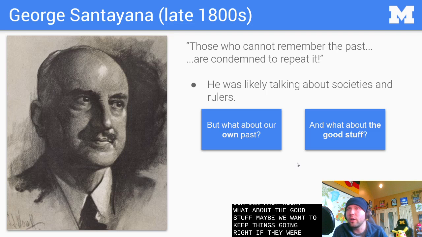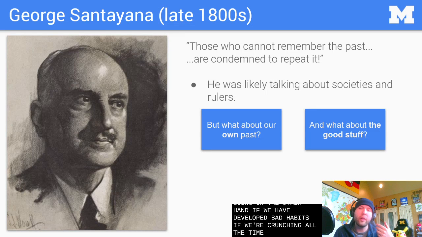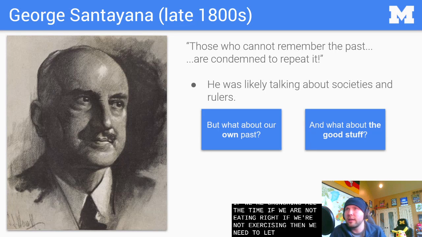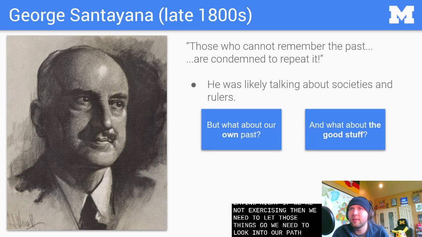If they were good, maybe we want to keep them, and avoid things if they were bad. If we take a course, if we start learning and we develop habits and those habits make us really productive, then how can we keep those going? On the other hand, if we have developed bad habits, if we're crunching all the time, if we're not eating right, if we're not exercising, then we need to let those things go. We need to look into our past to figure out what our future should be and what we should do, okay?